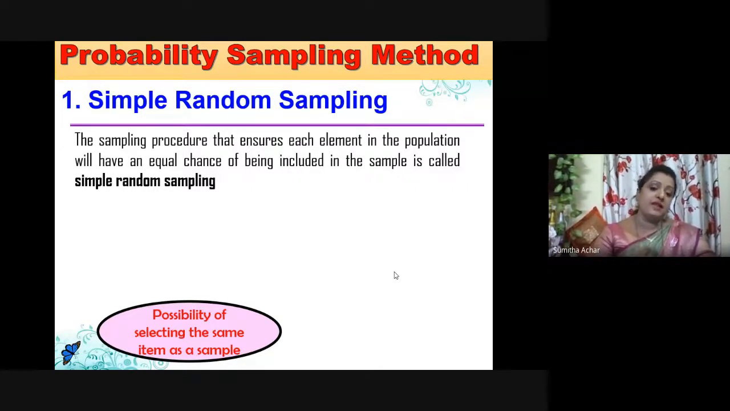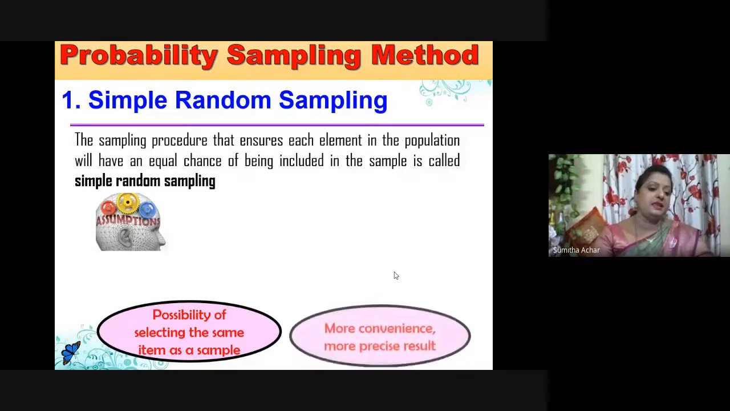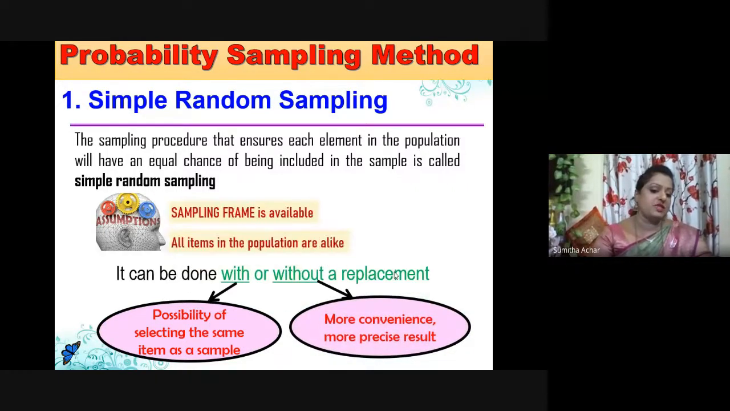Now, I can pick those 10 students who are my mentees. If I'm doing that, then I'm not using a simple random sampling method. So what is a simple random sampling method? All 60 students should get an equal chance of getting selected in my group. Of course, I picked 10 students, but everybody should have an equal chance. So that is called simple random sampling. Now, under simple random sampling, the 2 basic assumptions are: one, the items in the population are alike. Second, you have a sampling frame readily available to you.